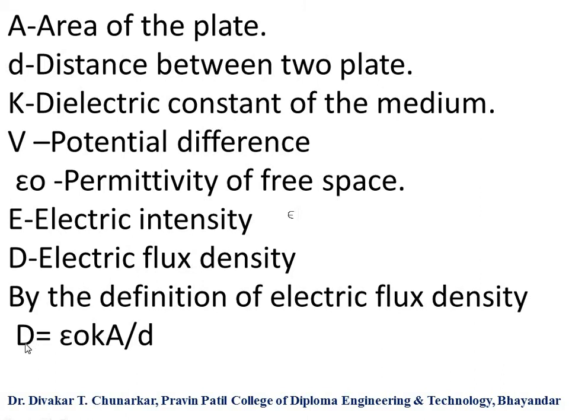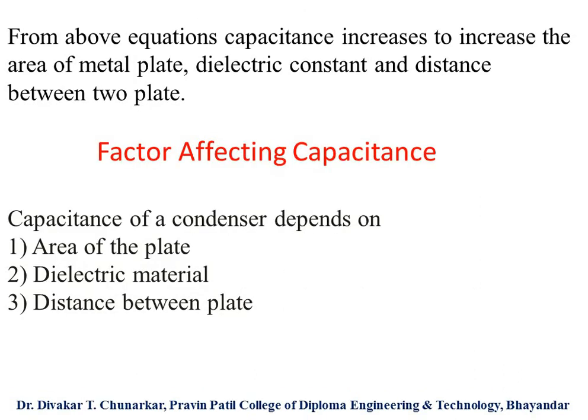Also, we have to be given this equation and asked what is the full form of A, what is the full form of epsilon 0, what is the full form of K and d. So epsilon 0 is the permittivity of free space, K is the dielectric constant, A is the area of the plate and d is the distance between two plates. So then, factors affecting capacitance.